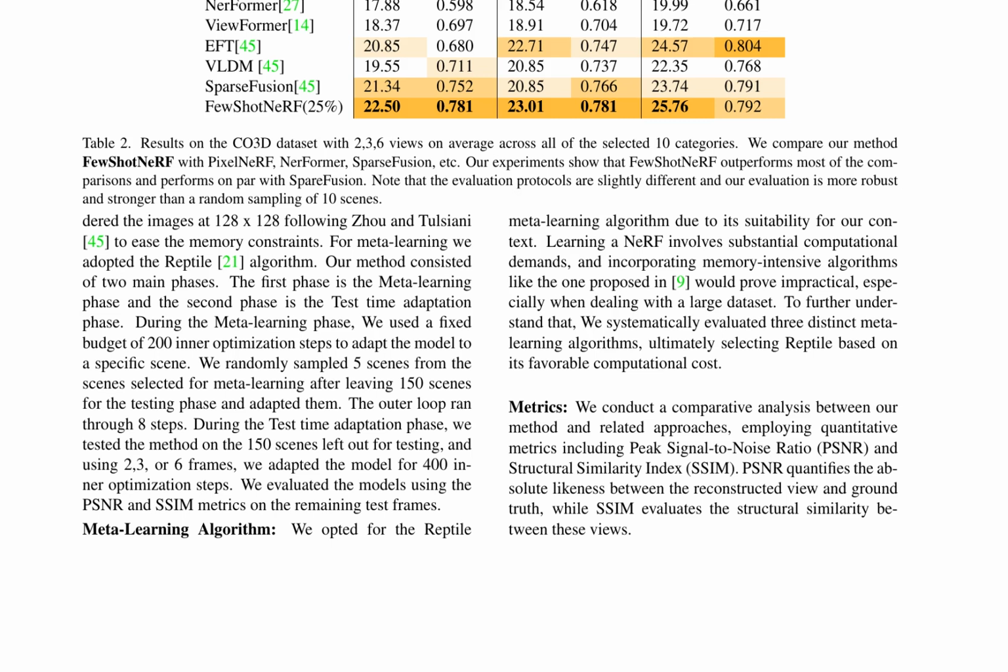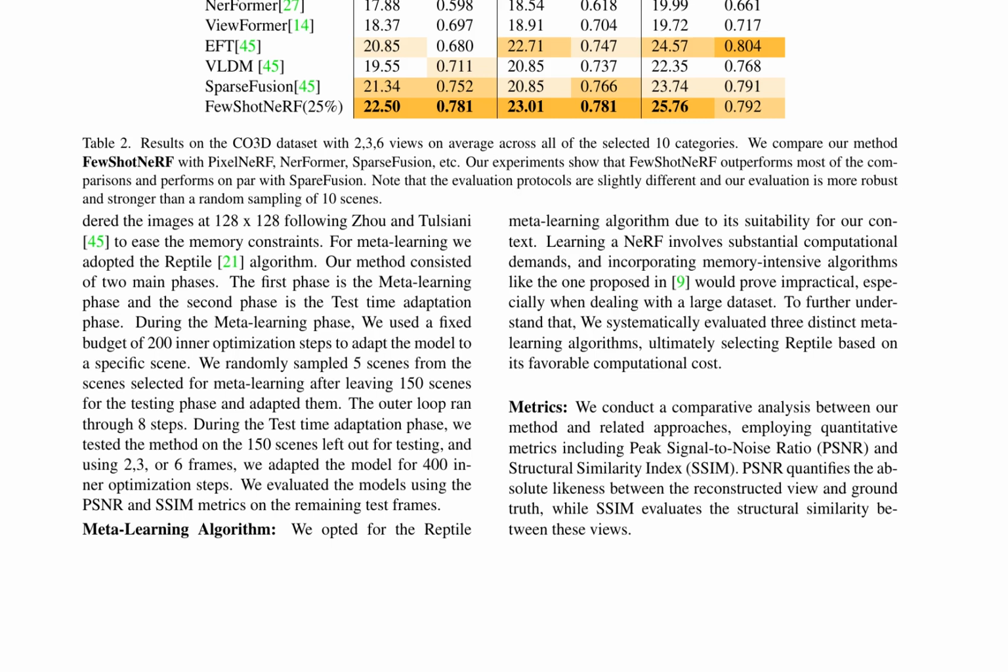The experimental results show that FewShotNeRF achieves competitive performance compared to the state-of-the-art approach, sparse fusion, without relying on any external models. The evaluation protocols are slightly different, and the evaluation is more robust and stronger than a random sampling of 10 scenes. The author's method demonstrates the distinct strengths and capabilities of their approach within the context of the Colorado 3D dataset.